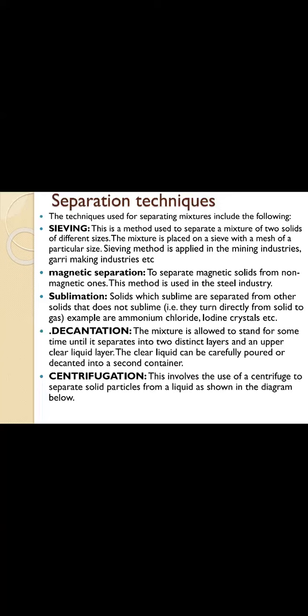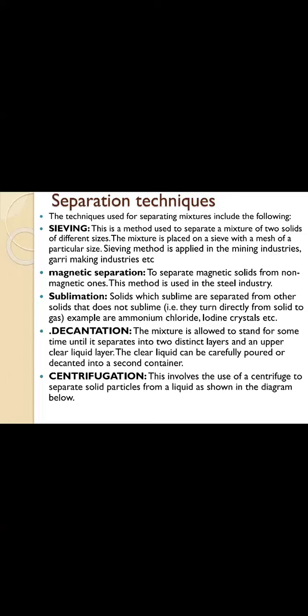This is another method in separating techniques. As the name implies, magnetic separation is used to separate magnetic particles from non-magnetic particles. For example, when we have iron filings with sulfur together in a mixture, to separate this, a magnet is introduced. The magnet attracts the magnetic particle to itself, and by so doing, the magnetic particle is separated.